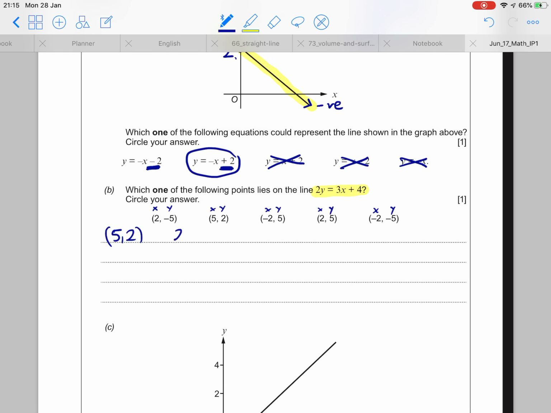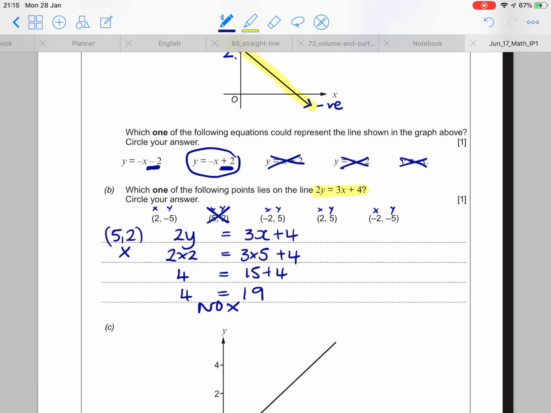So if I put it into the 2y part, that would give me 2 times 2. And on the other side, the 3x plus 4 part would have to be 3 times 5 plus 4. So this side is worth 4, this side is worth 15 plus 4. Is 4 the same as 19? No. So this is not the one we wanted. So 5, 2, no good.